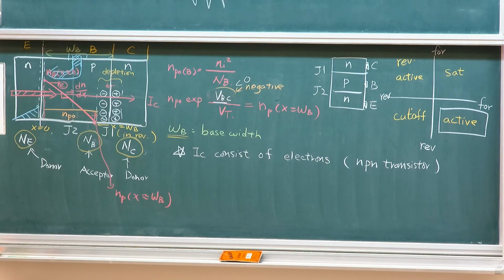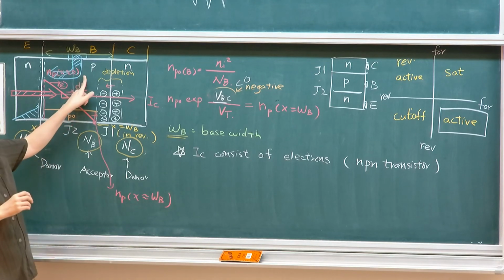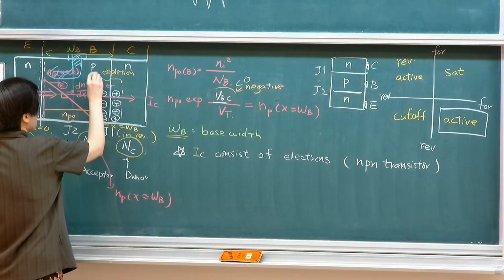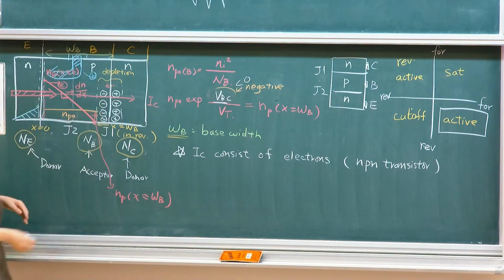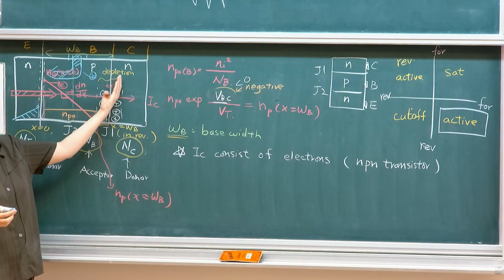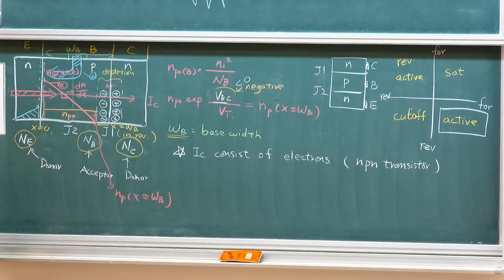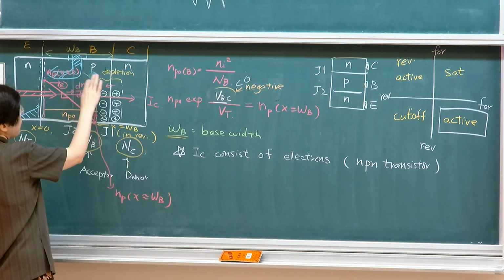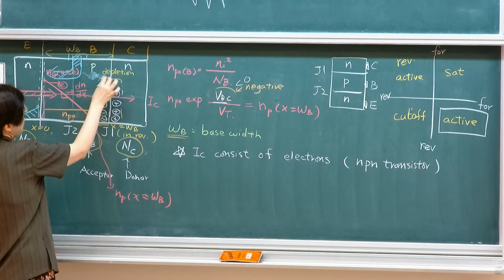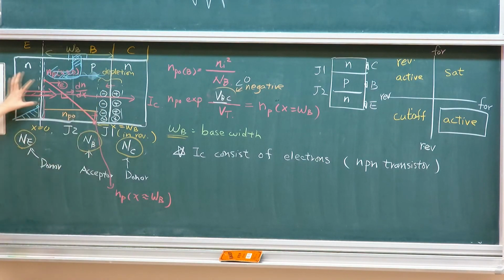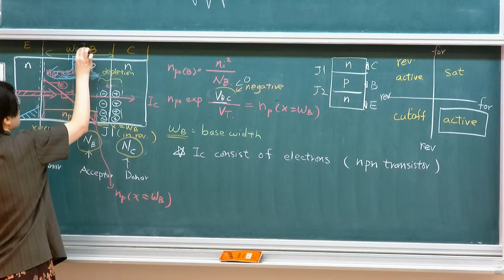Why isn't there any holes going into the collector? Yes, because of the electric field. If the hole goes straight out in this direction, the electric field will pull it back, so it will not favor hole flow. There's no hope for this hole. It will be pulled back by the electric field, so the hole will only go in one direction, which is to the emitter. So this is the hole current.